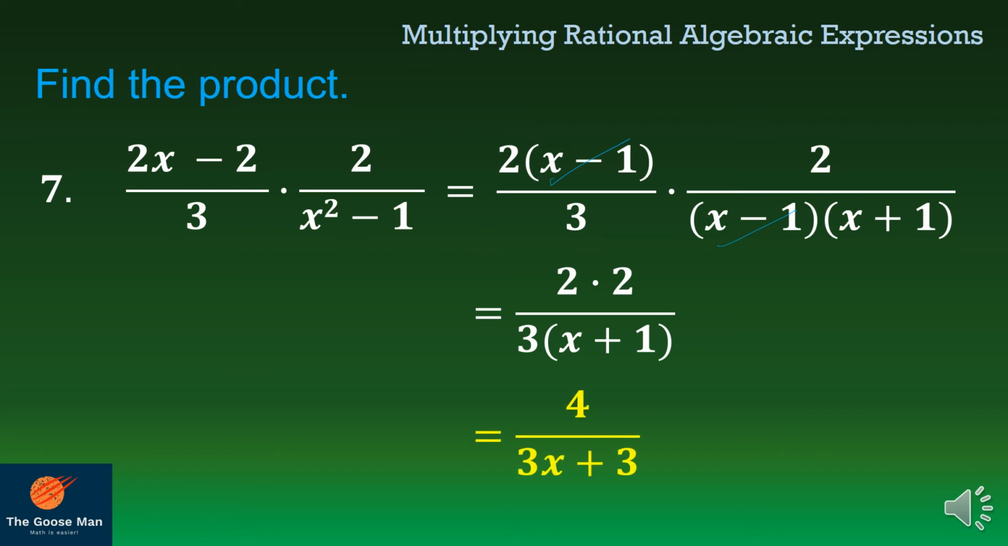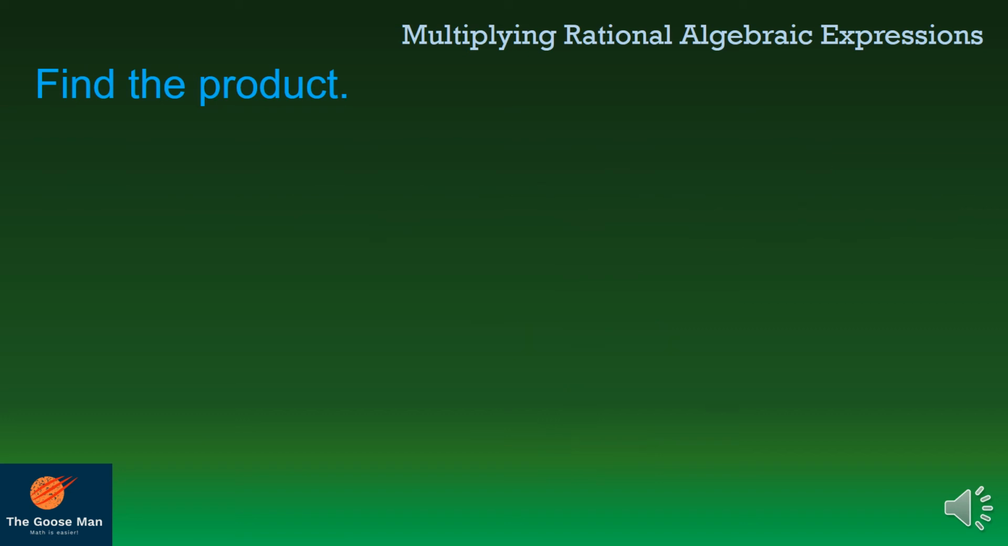Or I can rewrite this one as 2 times 2 is 4 all over 3 times x is 3x plus 3 times 1 is equal to positive 3. So the final answer is 4 all over 3x plus 3. Let's consider the next example.